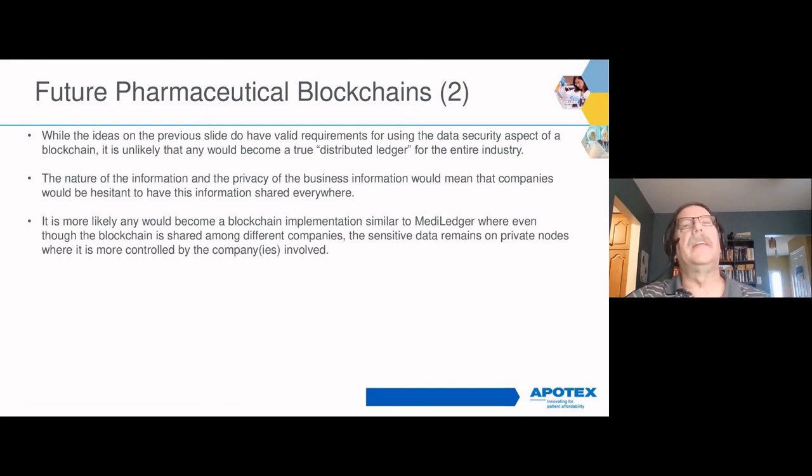It's more likely that a blockchain implementation would end up similar to MediLedger, where even though the blockchain is shared among different companies, the sensitive data remains on private nodes or it's more controlled by the companies involved in that particular data.